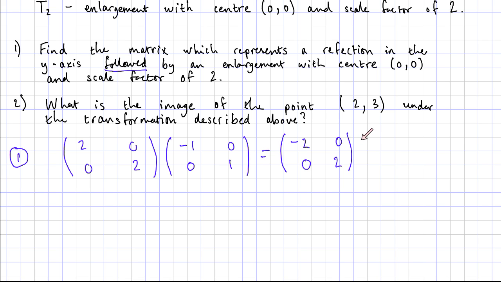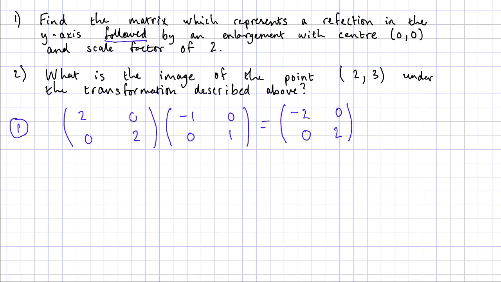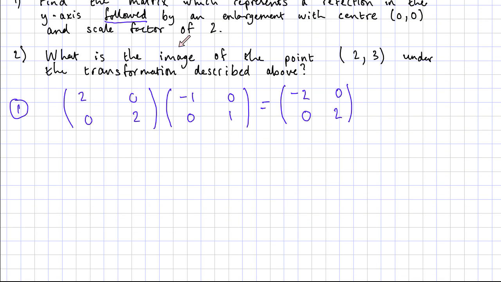So this matrix here is going to transform any given point. If I apply this to any point, it's going to give us the transformation, a reflection in the y-axis followed by an enlargement with center 0, 0 and scale factor of 2. Now in question 2, I'm asked, what is the image of the point 2, 3 under the transformation described above? So I need to use this matrix and apply it to 2, 3 here. So let's do that.